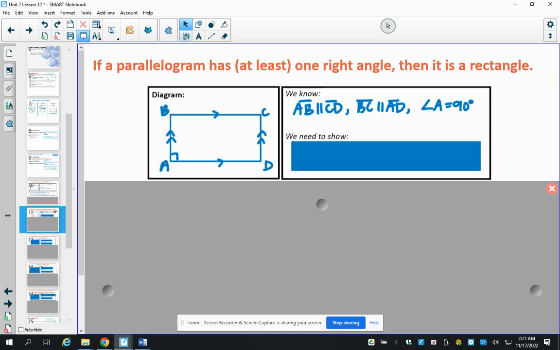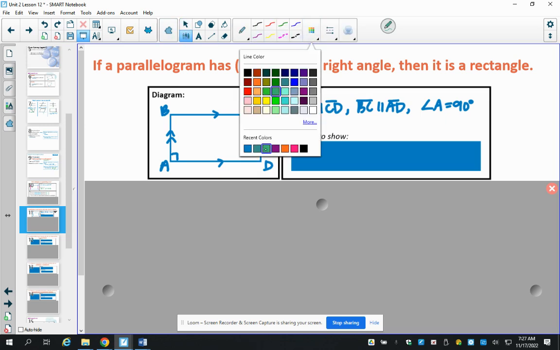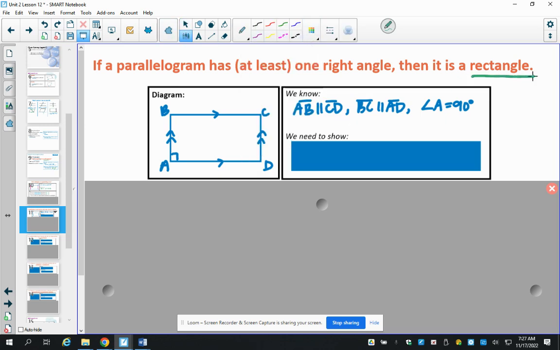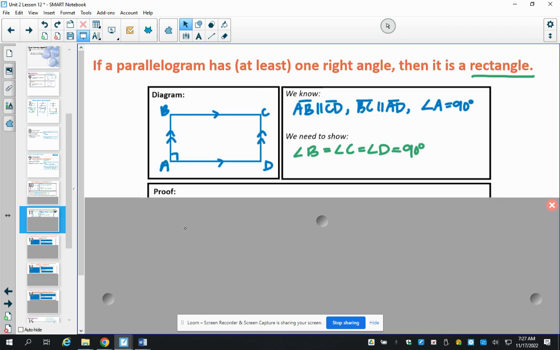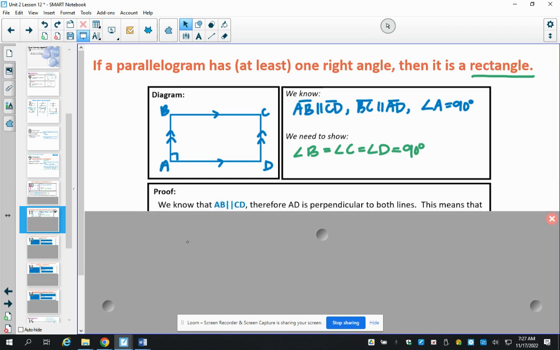So in order to prove that this is a rectangle, we need to show that all of the angles are 90-degree angles, not just the one. Okay, so in order to prove this, we need to show that. Well, so if we think about parallel lines, we know if two lines are parallel and one of the lines is perpendicular to a different line, then both lines are perpendicular. So that's what we're going to do here.